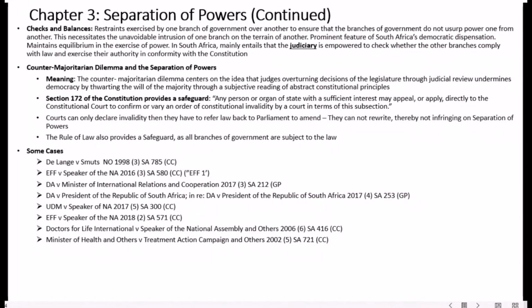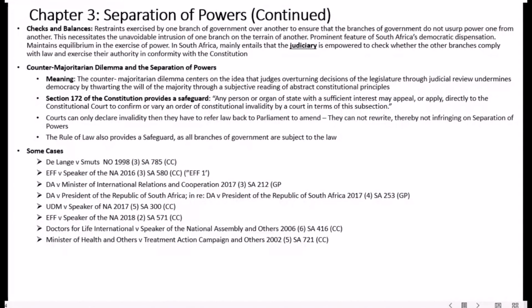So that's just some discussion on the counter-majoritarian dilemma. We also see that the rule of law provides a safeguard, because all branches of government are subject to the law. It's not just the executive and the legislature. Even the courts themselves are still bound by the Constitution.